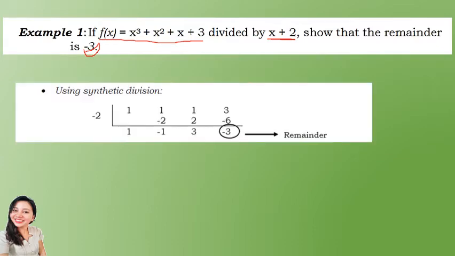So, start with synthetic division. Using synthetic division, our divisor is x plus 2. So, x plus 2 will become x equals negative 2.